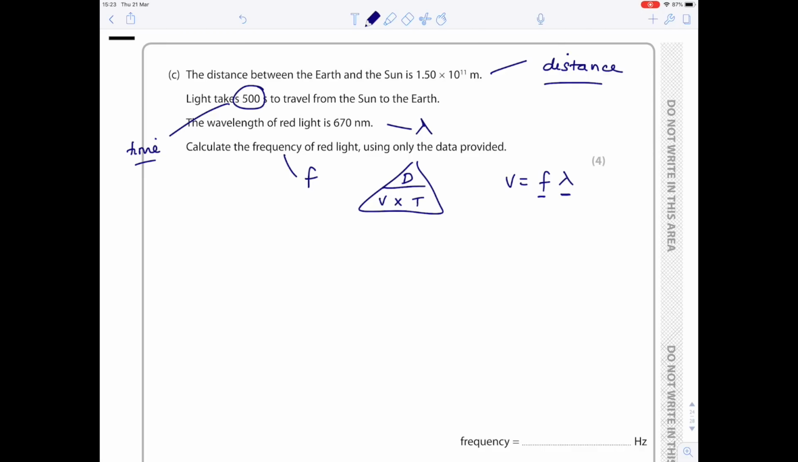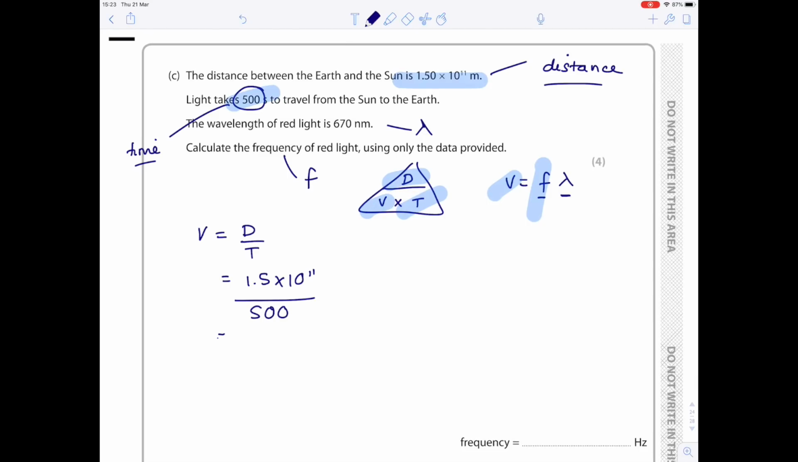And so therefore we're going to use what we've been given, which is the distance, that will go in here, and the time, that will go in there, so that will enable us to work out v, and then we can substitute that v into this equation to help us find out f. So let's get going by first of all stating that v, so the speed of the wave, is distance divided by time. Our distance is 1.5 times 10 to the 11 meters. Our time is 500 seconds.